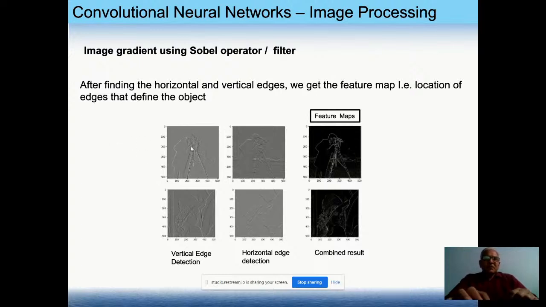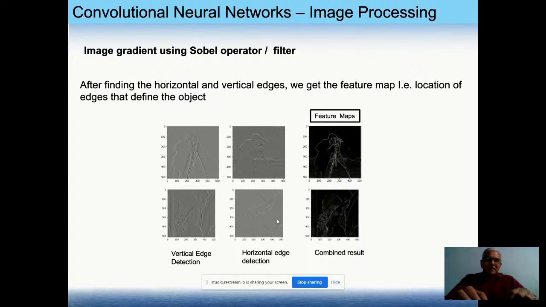So when you run it horizontally, you detect vertical features. When you run it vertically up and down, you detect horizontal features. Combining these two feature maps gives you this. So finally, what defines this cameraman and the camera is the edges.